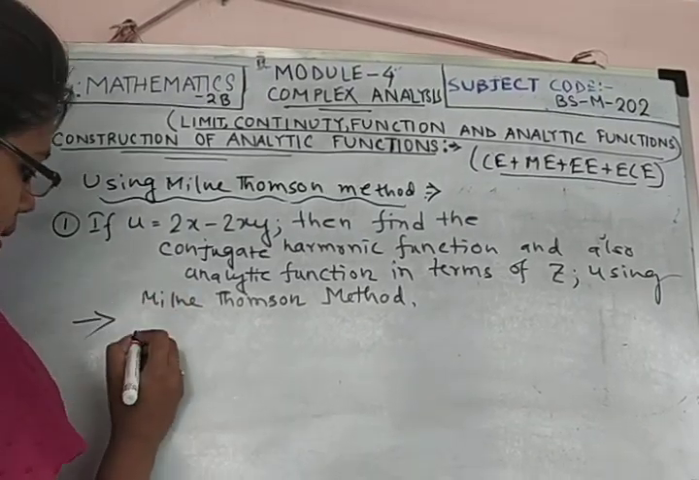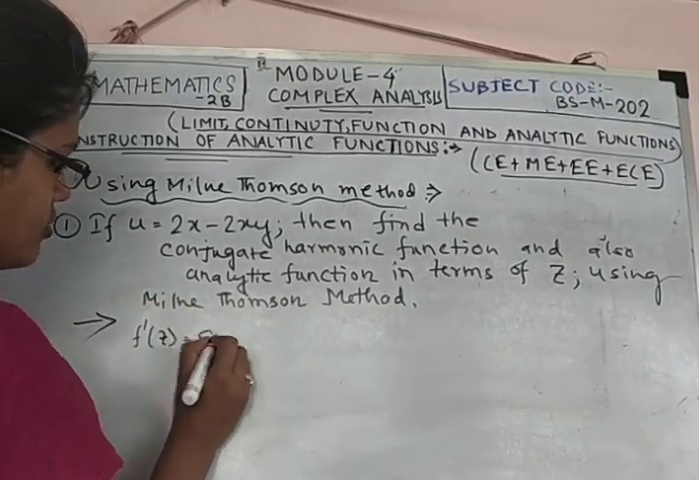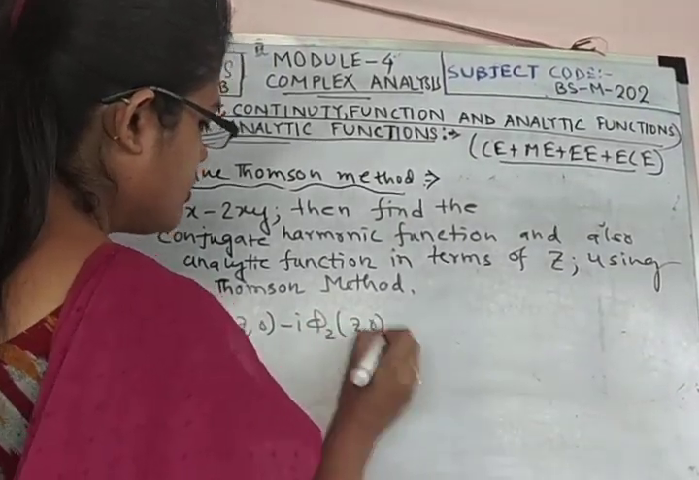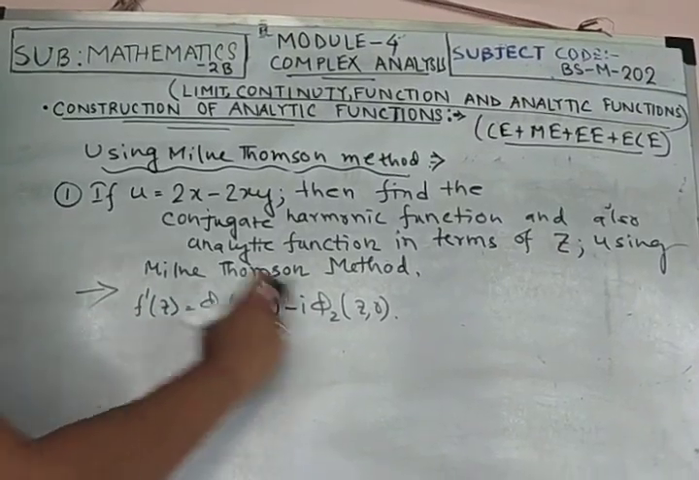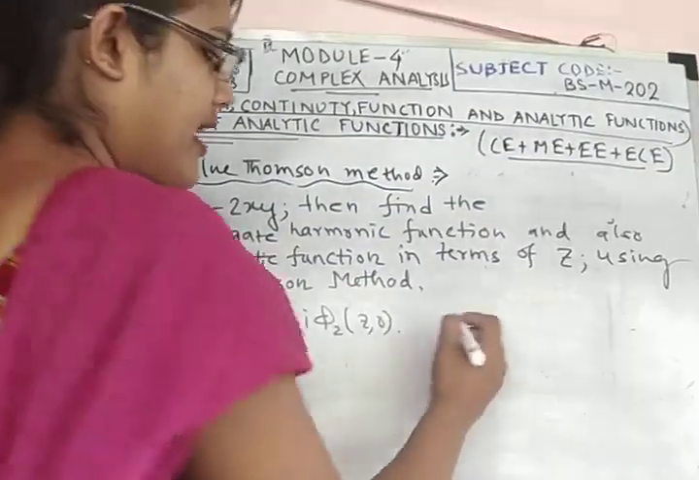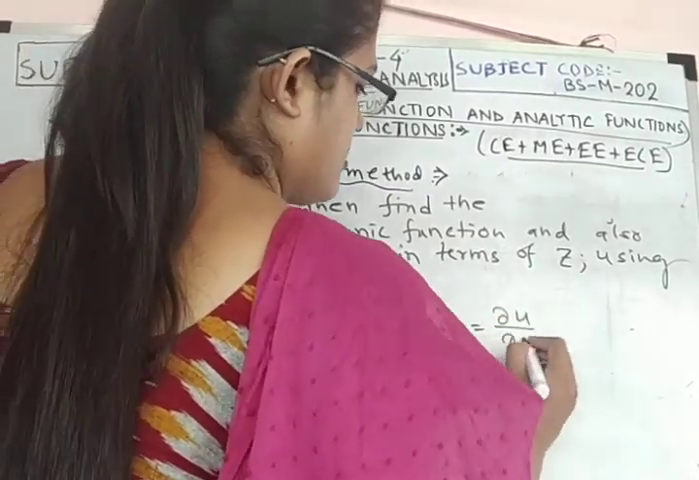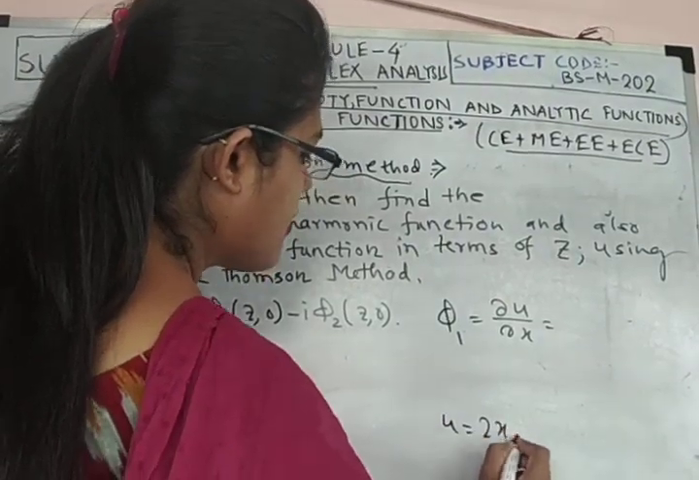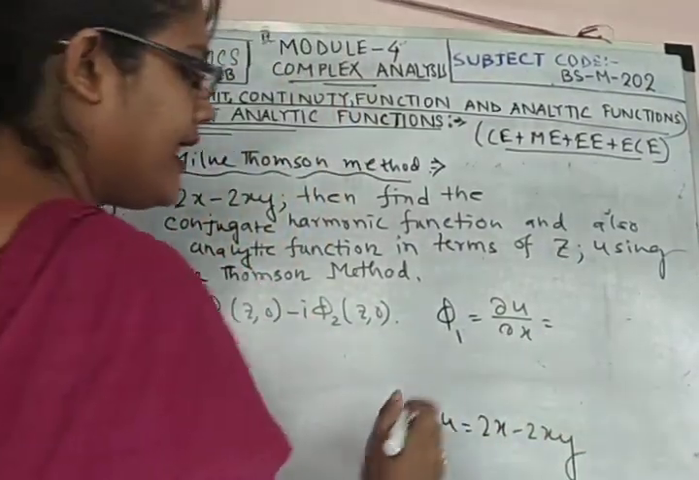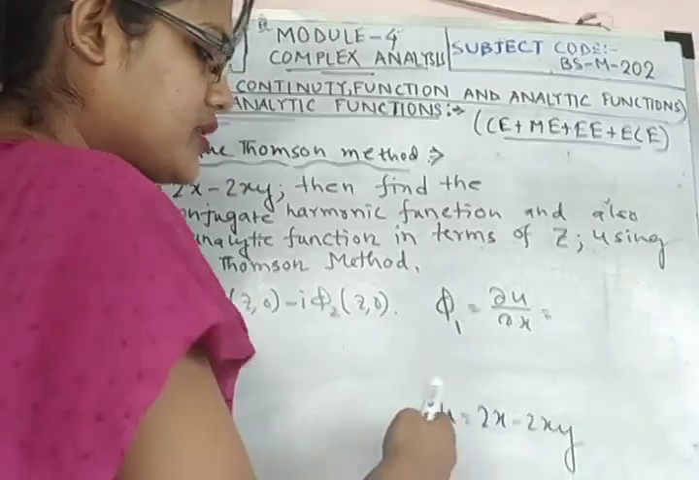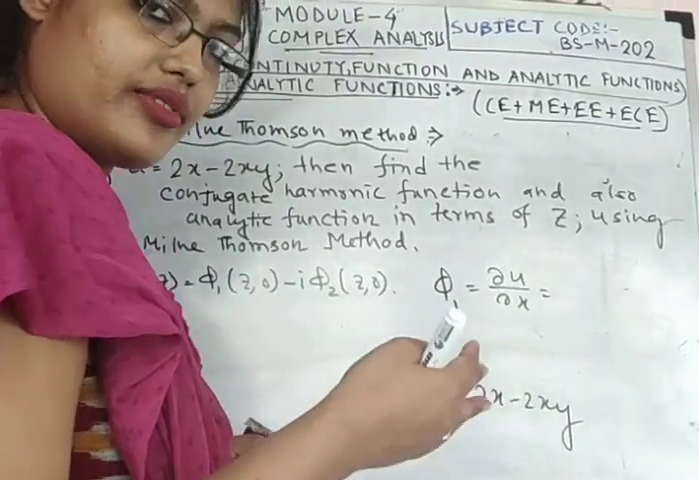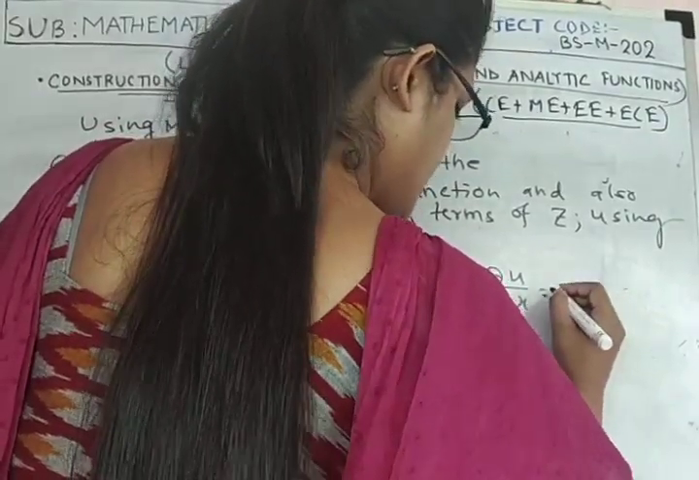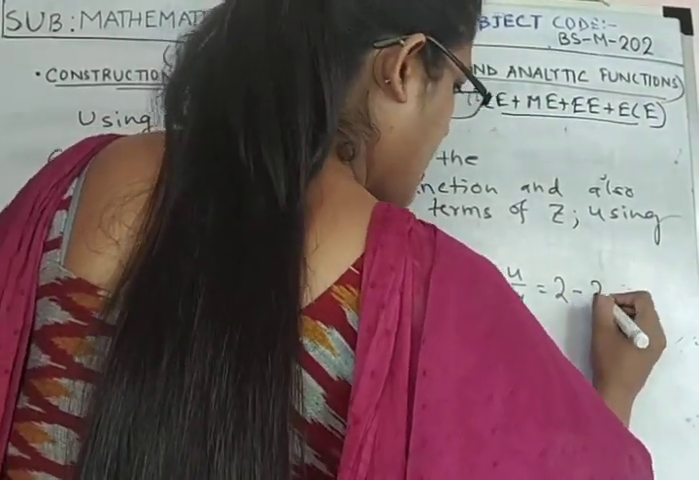The formula is f dash z equals phi 1 (z, 0) minus i into phi 2 (z, 0). What is the value of phi 1? Phi 1 equals del u by del x. Our u equals 2x minus 2xy. Del u by del x means partial differentiation with respect to x. At that time, y is the other variable and it will be constant. So differentiating partially with respect to x, this is 2 minus 2y.